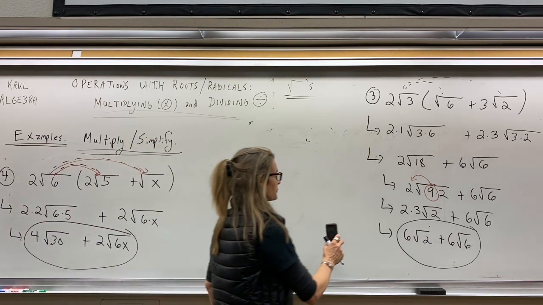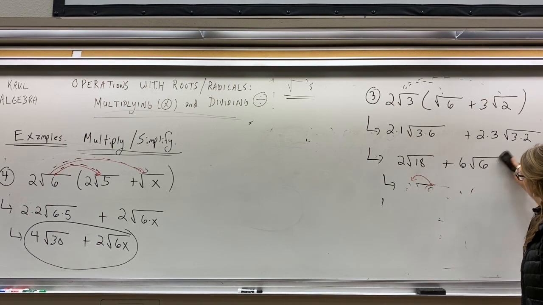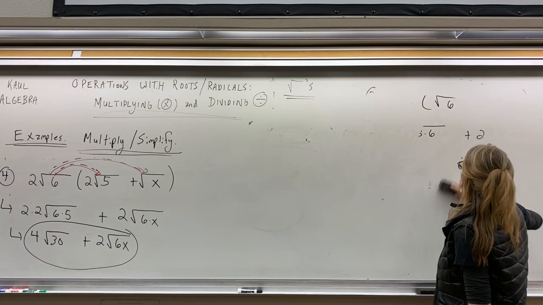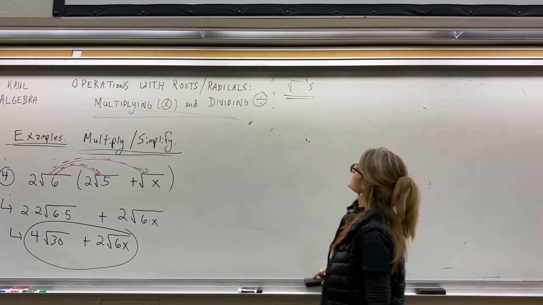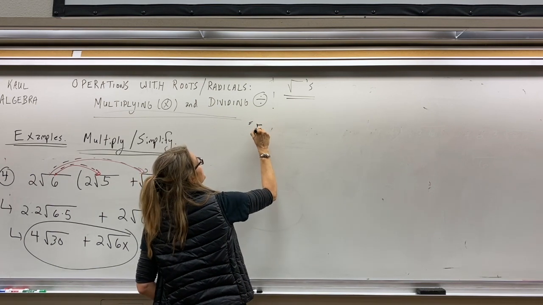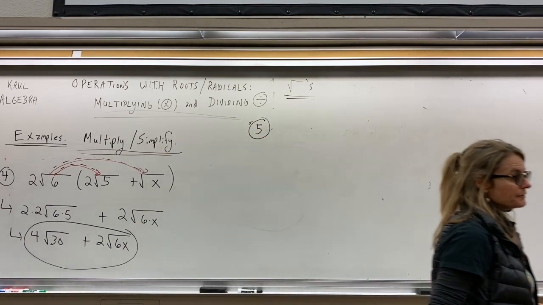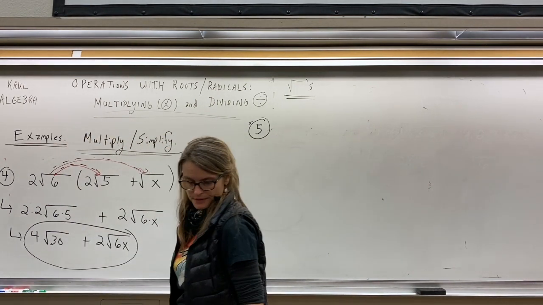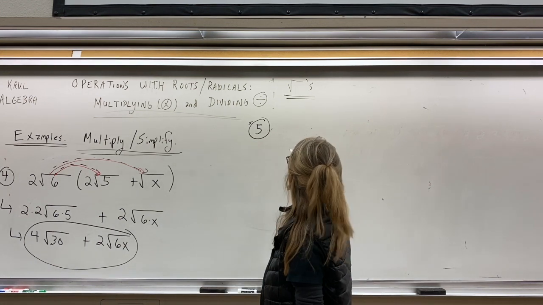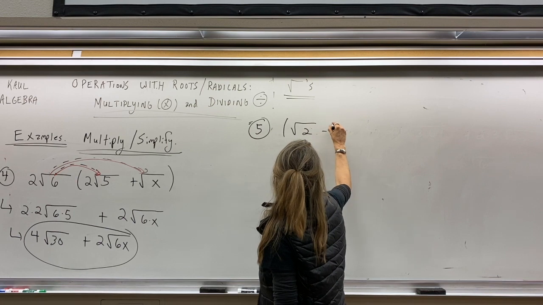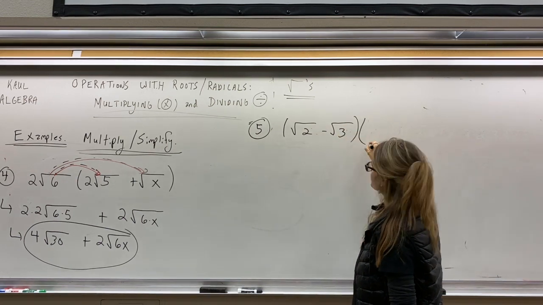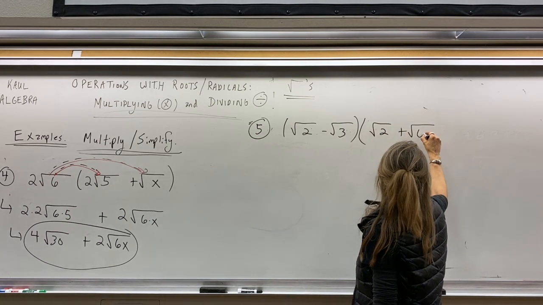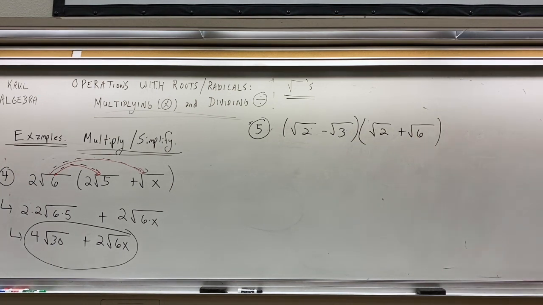Now, taking it one step further and multiplying 2 terms by 2 terms. Some people use the FOIL method, but I like to just call it distributing when I'm multiplying. This next example will have 2 terms by 2 terms. So let's go ahead and take a look at something like the square root of 2 minus the square root of 3 times the square root of 2 plus the square root of 6. Okay, we'll keep it simple at first.